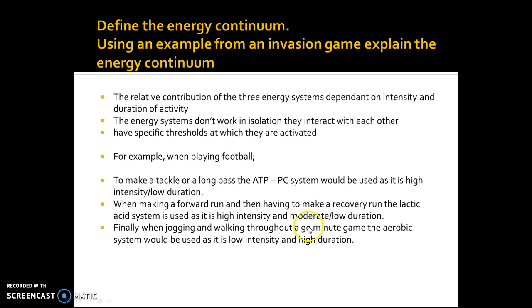Finally, when you're jogging and walking throughout a 90-minute game, you'll be using the aerobic system because it's low intensity and high duration, and it allows you to respire aerobically and breathe oxygen in whilst walking or jogging. Okay, so that's how you put it into an example. This caused problems in the mock. People were writing loads of stuff they didn't need to. So you just need to make sure you talk about how the energy systems differ during the same game, and the different actions that would be used.